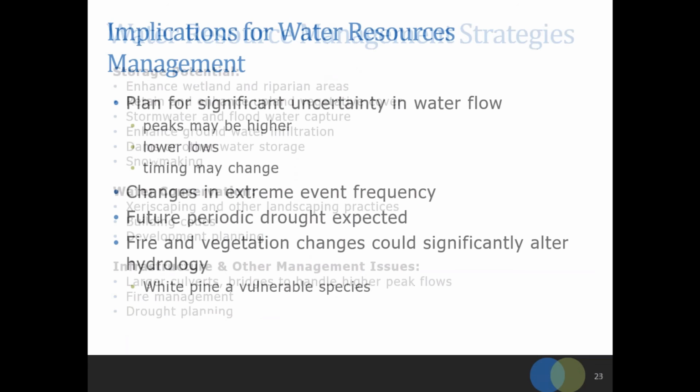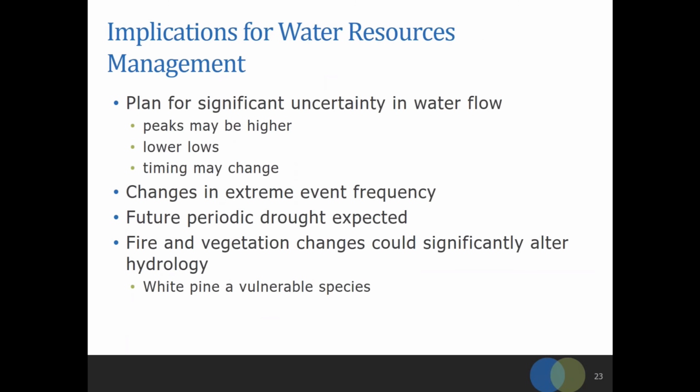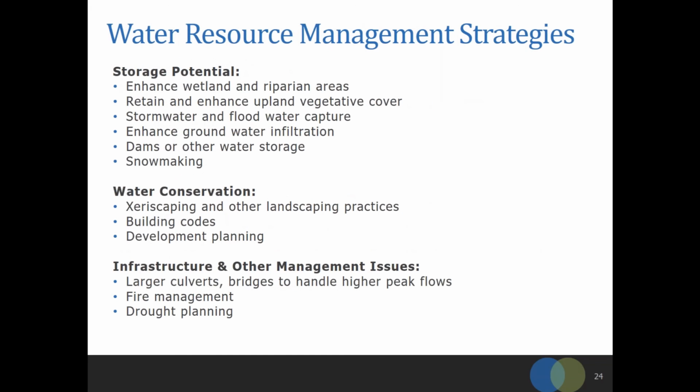So we've got a couple last slides here, but I'm out of time. For water resources, you've got to plan for uncertainty. There's going to be a lot of change, potentially, and management strategies would include storage, water conservation, and other infrastructure and management type activities.